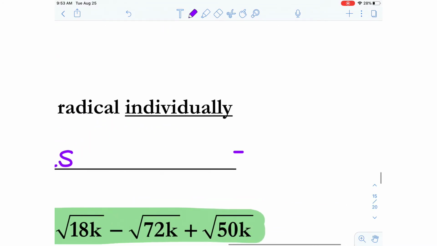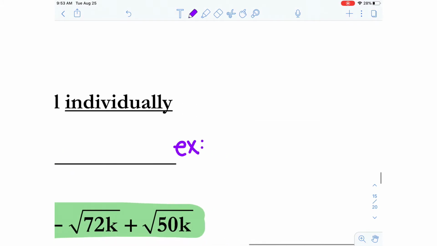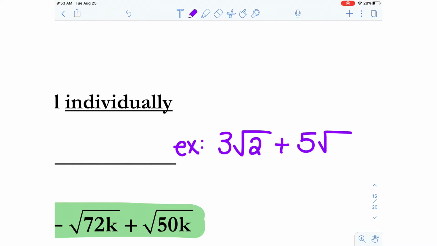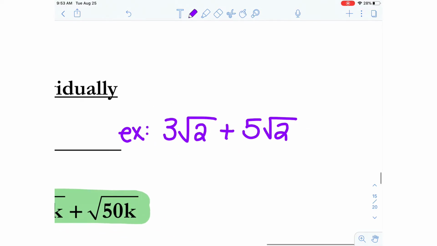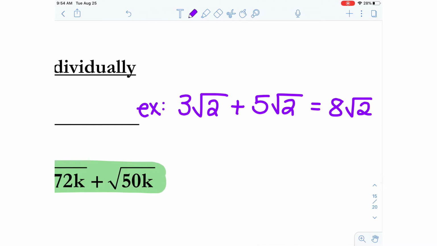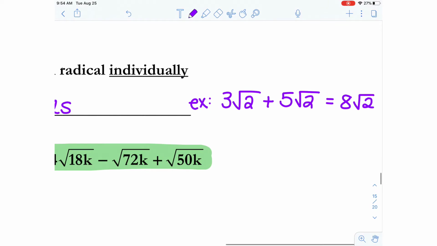So for example, if I had 3 root 2 plus 5 root 2, that's like having a 3x plus 5x. 3x plus 5x is 8x. This would just be 8 root 2. That root 2 is like an x. It cannot be simplified. The square root of 2 is not a nice number, but I can combine it with anything else that has a root 2.